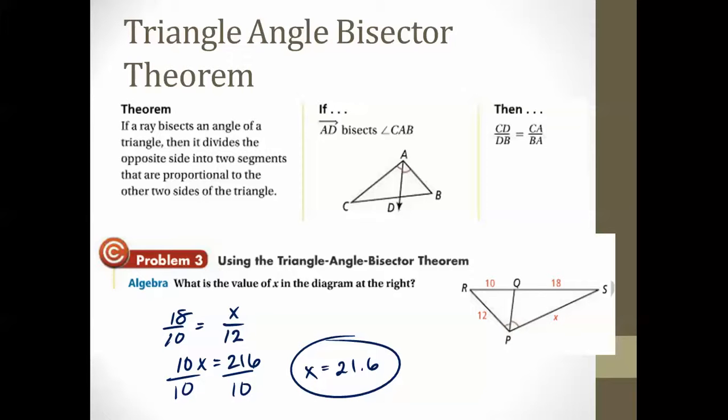Let's use the triangle angle bisector theorem to answer this question. What is the value of x in the diagram at the right? So we set up a proportion. 18 over 10 equals x over 12. Cross multiply, we get 10x equals 216. Divide both sides by 10. x equals 21.6.